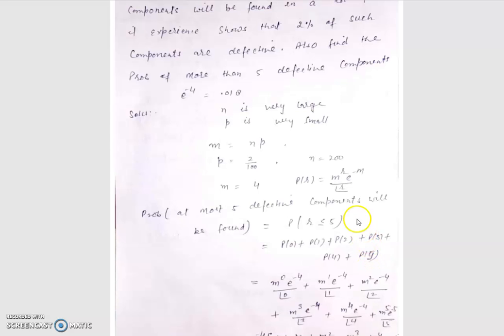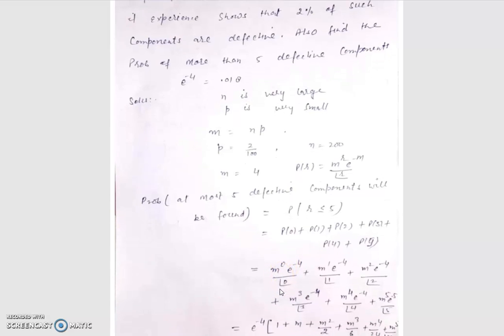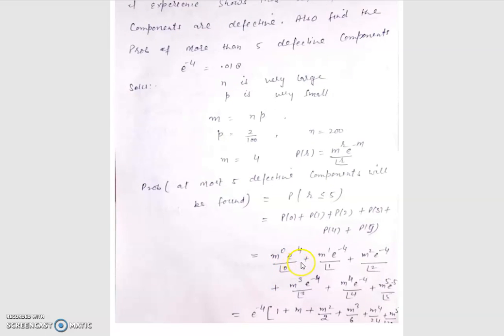Now what is the formula of the Poisson distribution? P(r) = m^r e^(-m) / r!. When we substitute r equal to 0, we get P0, which is m^0 e^(-4) / 0!, plus, when we substitute r equal to 1, m^1 e^(-4) / 1!, and so on, and in the last, when we substitute r equal to 5, m^5 e^(-4) / 5!, with m equal to 4.